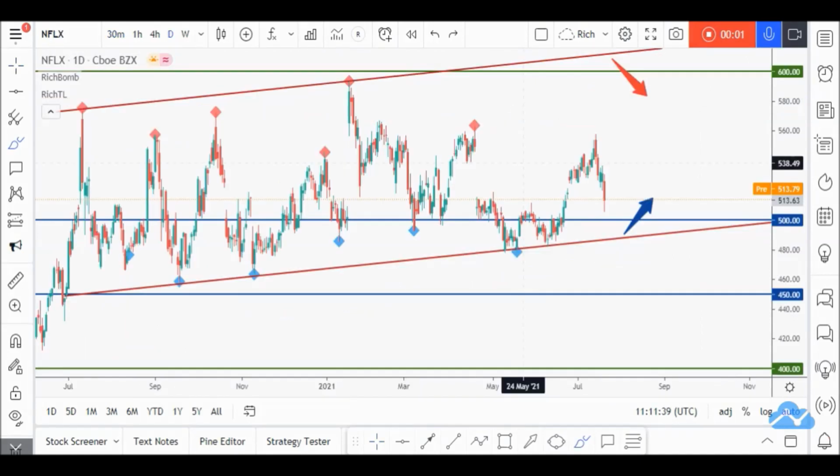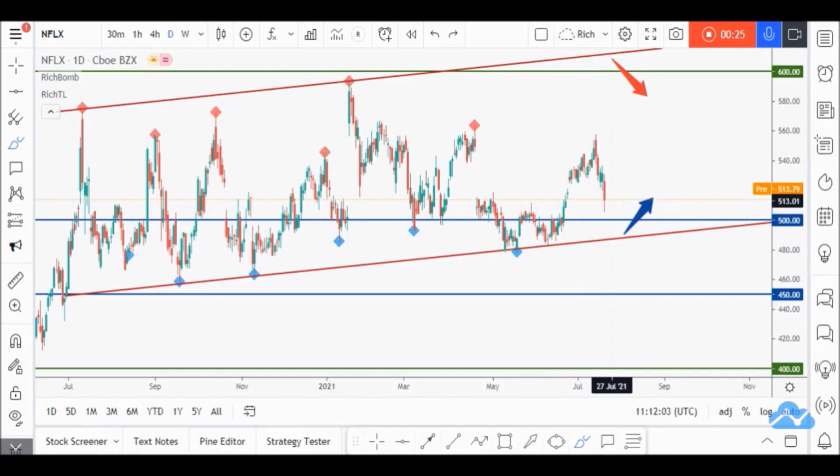And here's a quick update on Netflix. As we can clearly see, this one has been stuck inside this range in the shape of a rising channel, where the lower trend line is acting as a non-horizontal support, and obviously the upper one is acting as a non-horizontal resistance. Moreover, we have the 600, which is adding more strength to our upper trend line, and the 500 obviously adding more strength to our lower bound of the range.